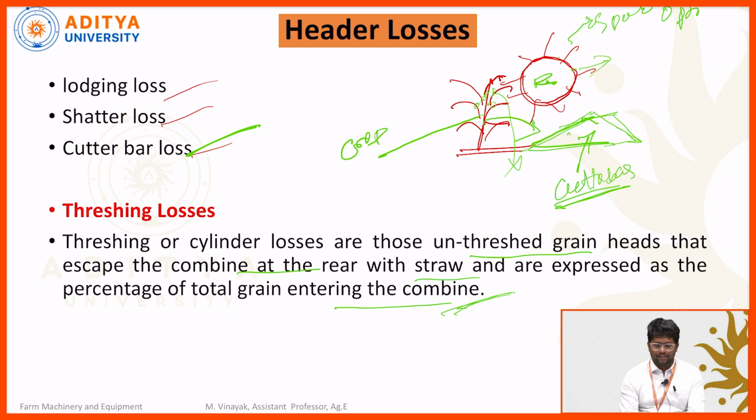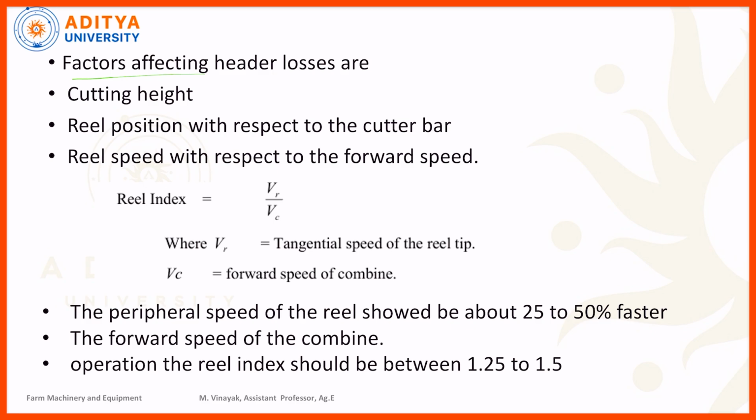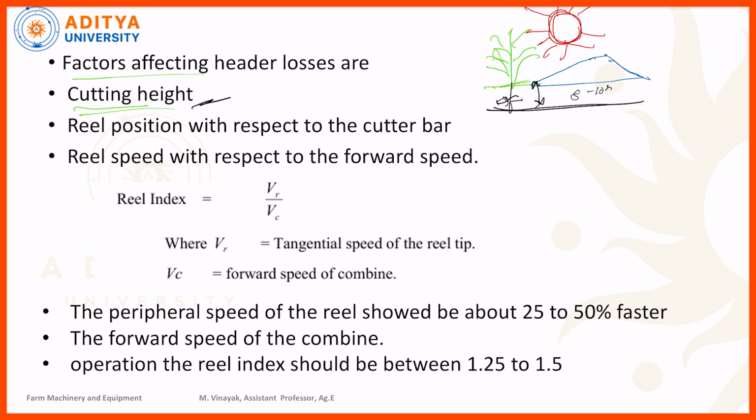Coming to the next slide, important parameters regarding the header losses. Some factors will affect the header losses. First, cutting height. If I take one plant material here, this one is a reel, and this one is a cutter bar. If the cutter bar is located 8 to 10 centimeters from the ground surface, GS, ground surface, then some crops, such as green gram, may have grain located below 8 centimeters. In that situation, it may cause loss of the grain.